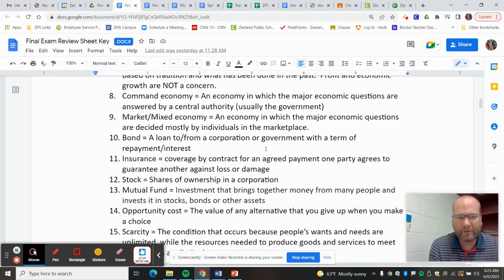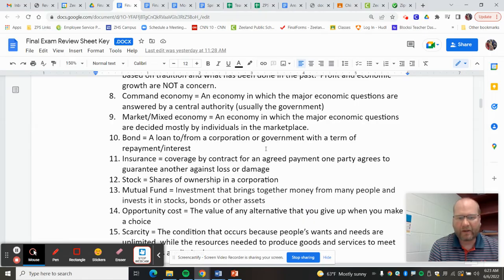Okay, insurance, that's coverage by contract for an agreed payment. One party agrees to guarantee another against loss or damage. So loss or damage, if my house burns down, my insurance company is going to give me enough money, or they're going to pay for me to buy a new house or build a new house up to a certain amount of money that I've signed a contract with my insurance company to cover.